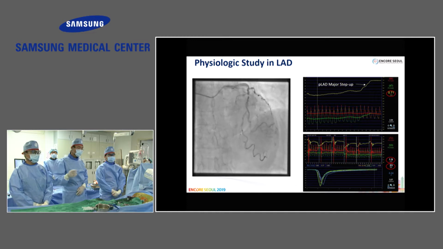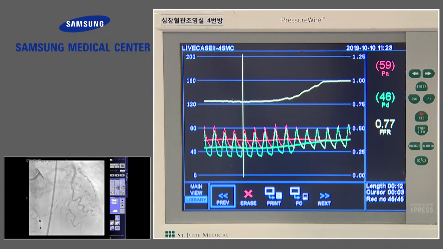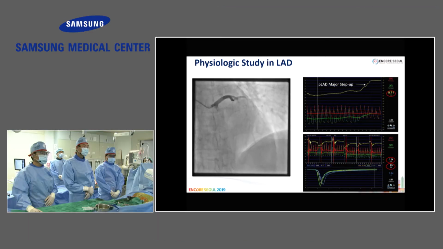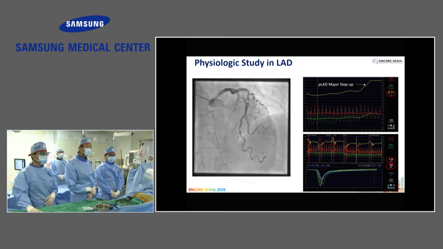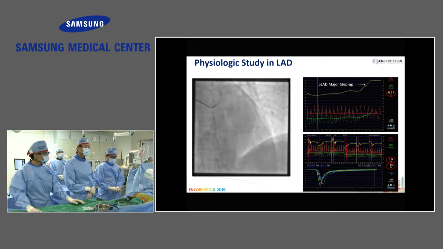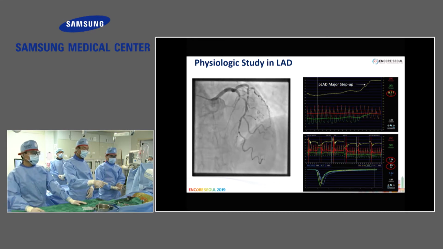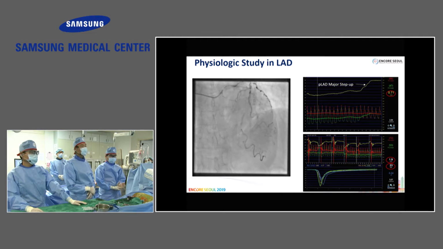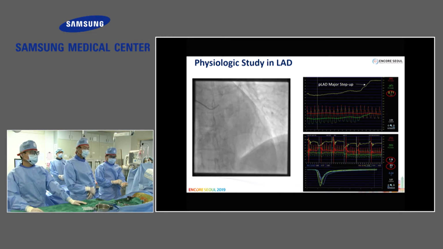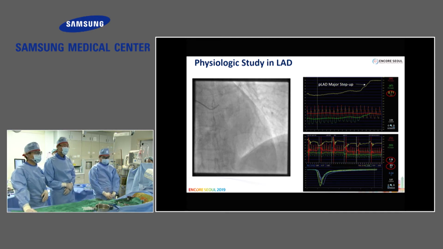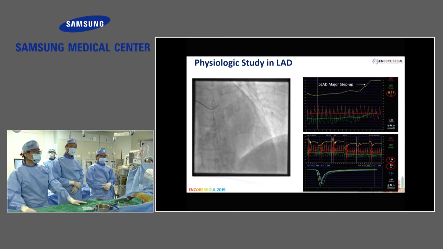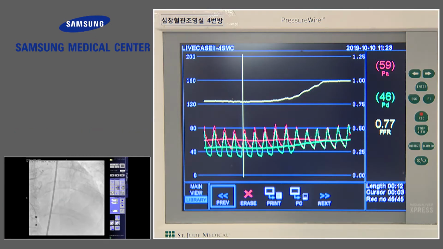I'll show Dr. Yin from Taiwan the FFR. If the FFR is 0.71, why not do PCI for the LAD today? Okay. I agree with Dr. Yin's opinion, because sooner or later the patient may get atherosclerosis and progression of disease. Today's FFR was 0.77. How about that? I still would do it, because it's a proximal LAD lesion supplying a big territory. So, the other opinions from the panelists?